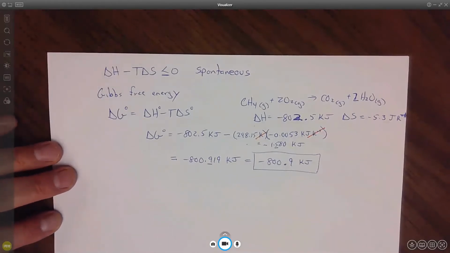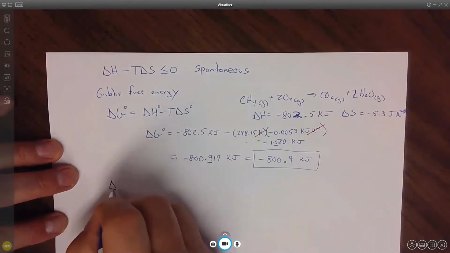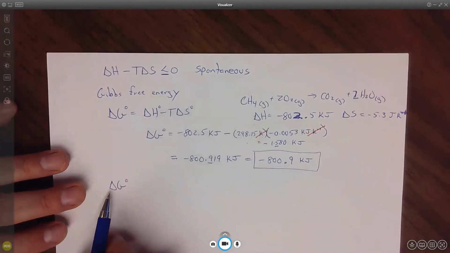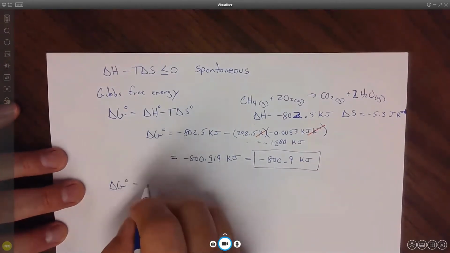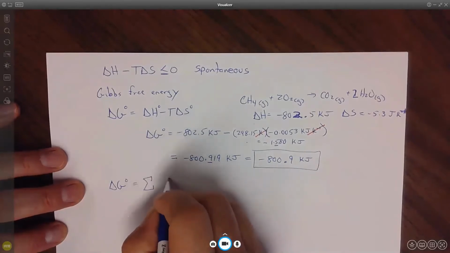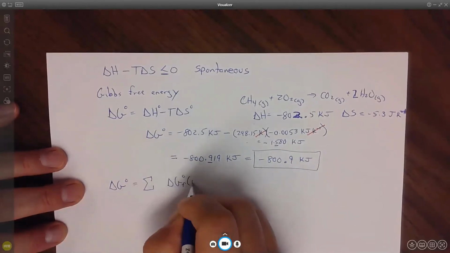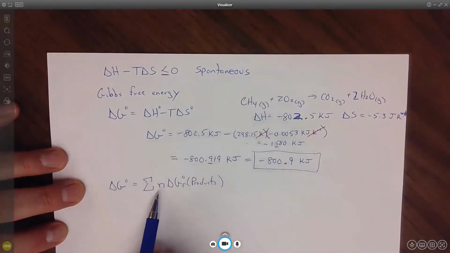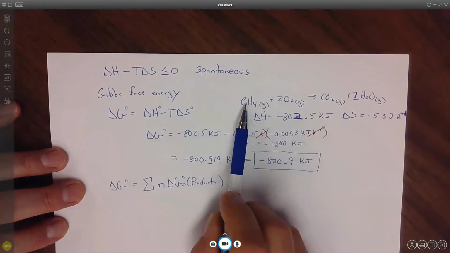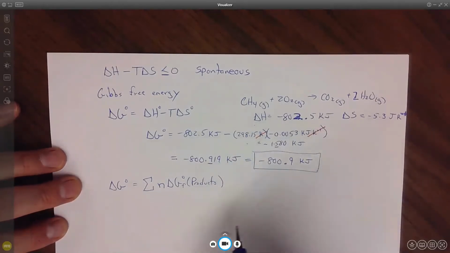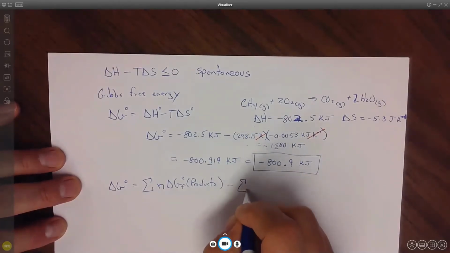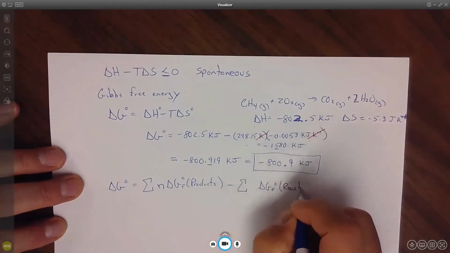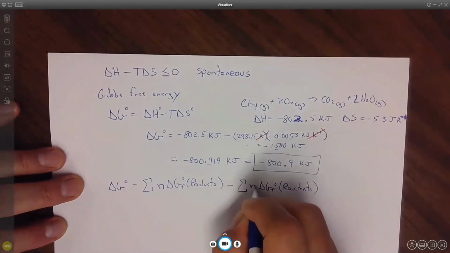Now, we could have also used another summation law, right? We could have used the enthalpies of formation. So we could say, hey, look, the standard free energy change is going to be equal to the sum of the free energy change of formation of the products, again, each multiplied by the coefficient in the balanced chemical equation. And then we're going to subtract that by the free energy of formation of the reactants, and again, each multiplied by the coefficient in the balanced chemical equation.